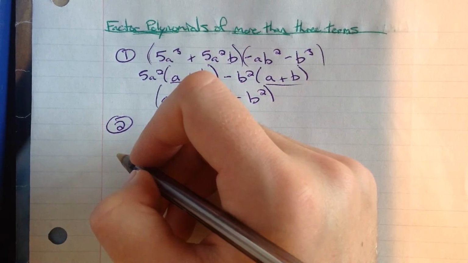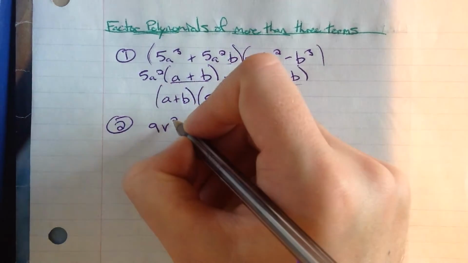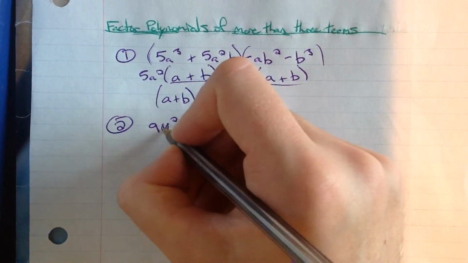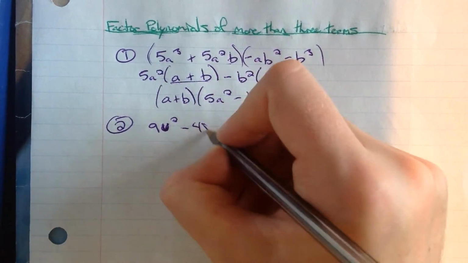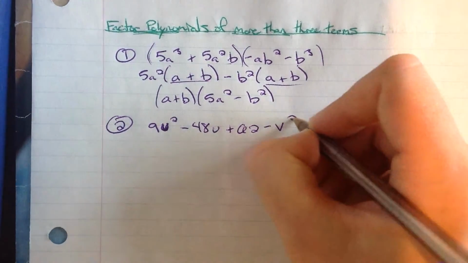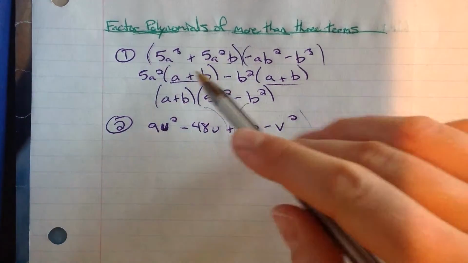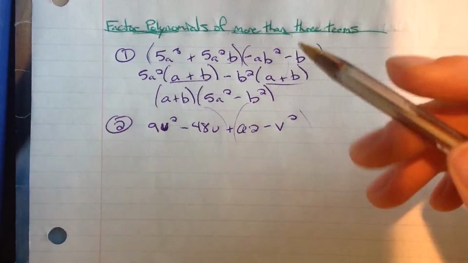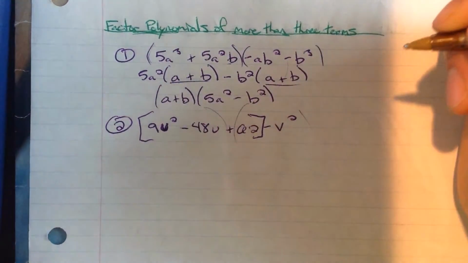Another example would be something like 9u squared minus 48u plus 62 minus v squared. So we have 4 terms again, but you'll note that if we start grouping, we aren't going to end up with a situation like this. It isn't going to factor. So one thing we're going to do is just consider the front 3.